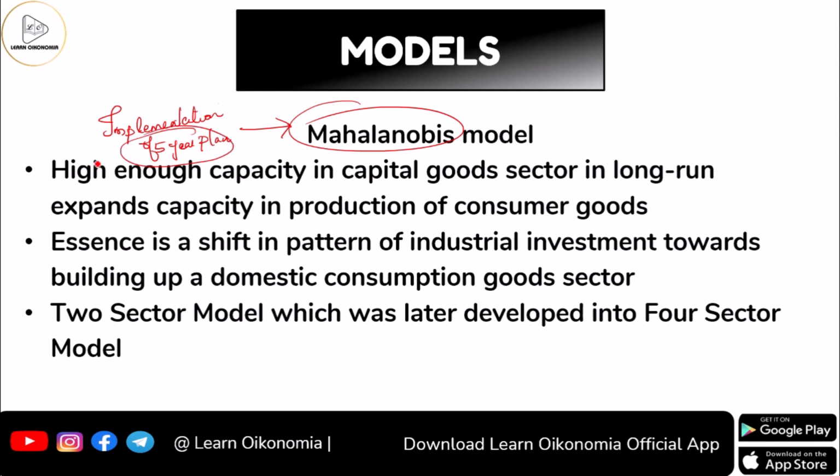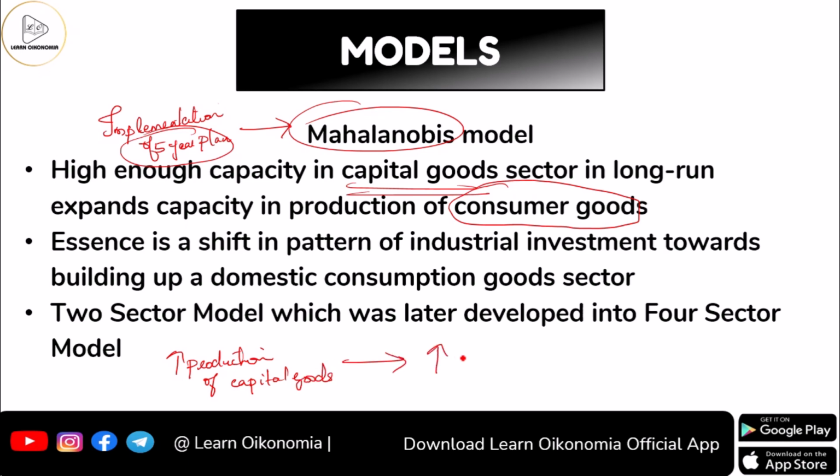As per this model, we have to give emphasis to the capital goods sector. We have to go for high capacity in the capital goods sector, and this is very important in the long run. This would expand our capacity of production of consumer goods as well, because to produce consumer goods we need capital goods, isn't it? So if you increase production of capital goods, this will provide an improvement in consumer goods as well.